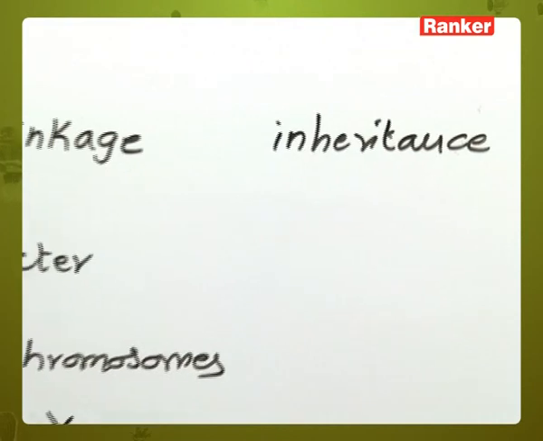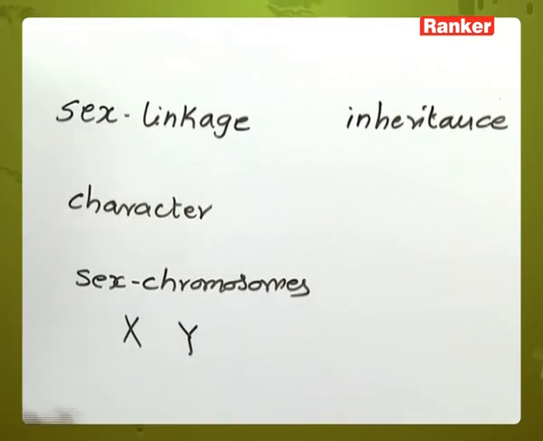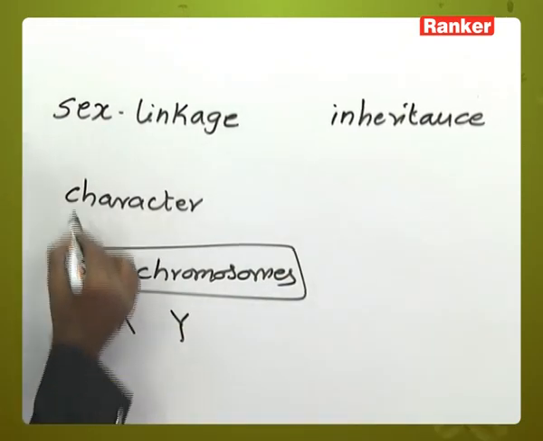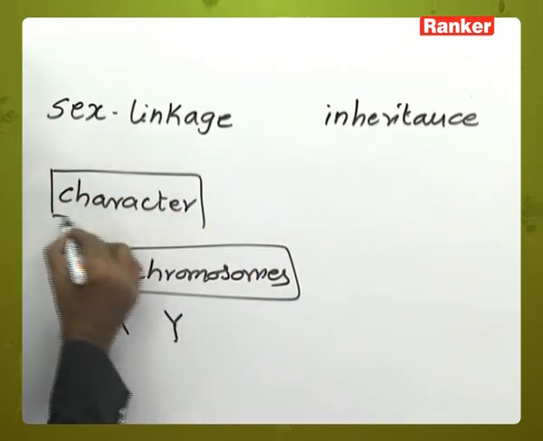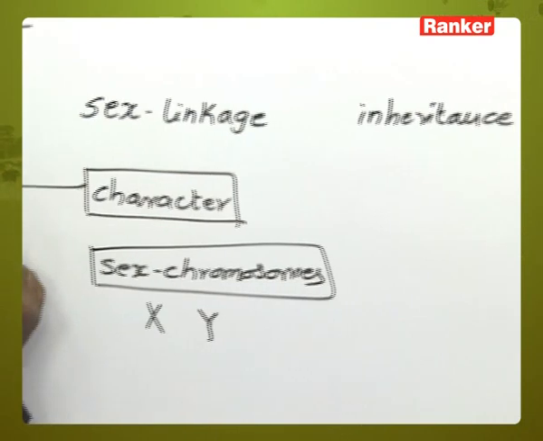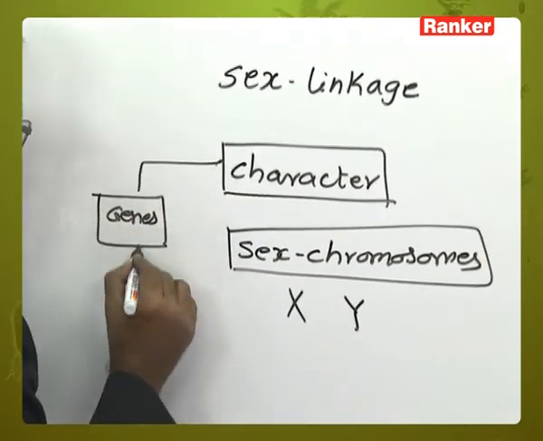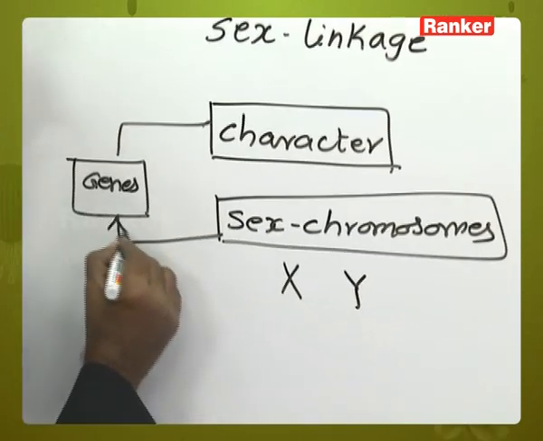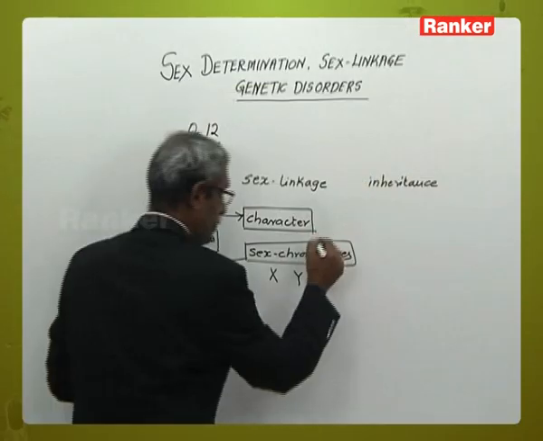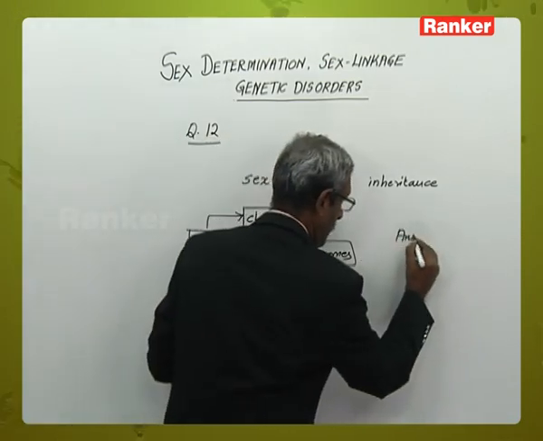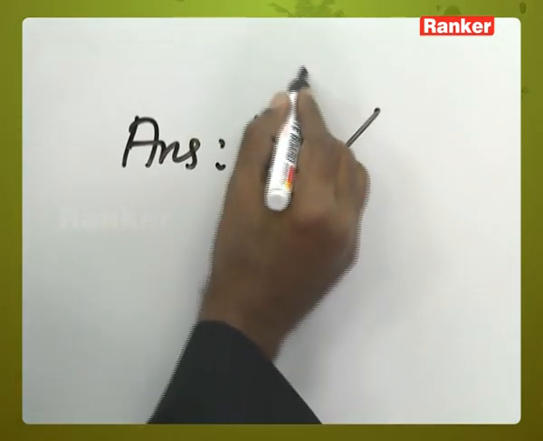Choice B says genes of which are present on the sex chromosomes. So when you take the sex chromosomes, we have certain characters, and these characters have genes which are expressed, and the genes are related to the sex chromosomes. So the choice B, the answer B, is right.